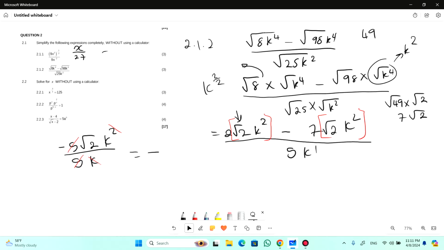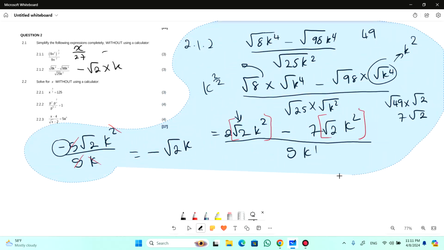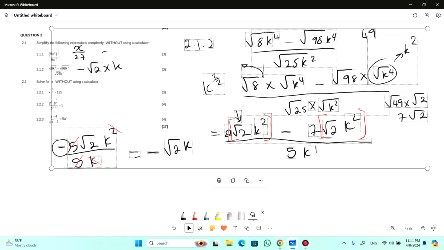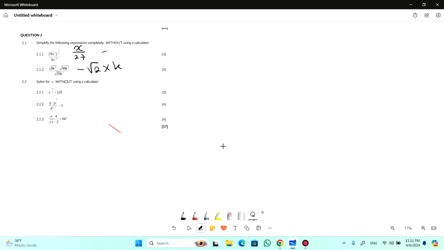Oh yeah, you see what I did there? So my final answer is not negative, it's negative square root of 2 times k. Okay, sorry about that.